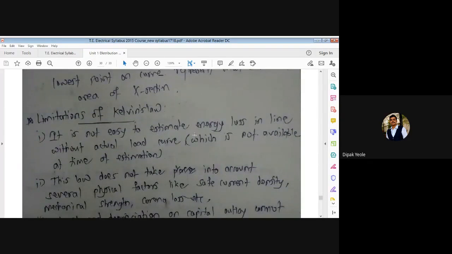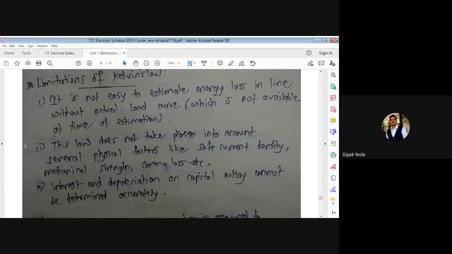Limitations. It is not easy to estimate the energy loss in the line without actual load curve. This law does not take into account several physical factors like safe current density, mechanical strength and corona loss. From corona you can remember that corona loss is not considered. Interest and depreciation on capital outlay cannot be determined accurately.